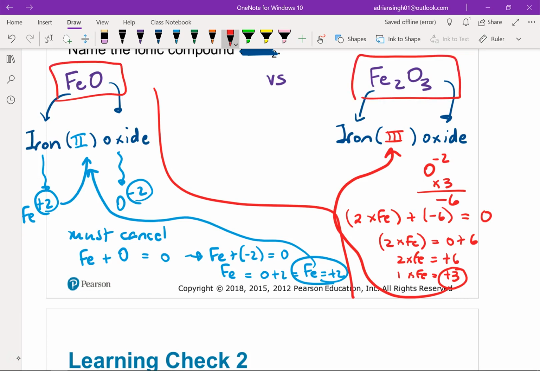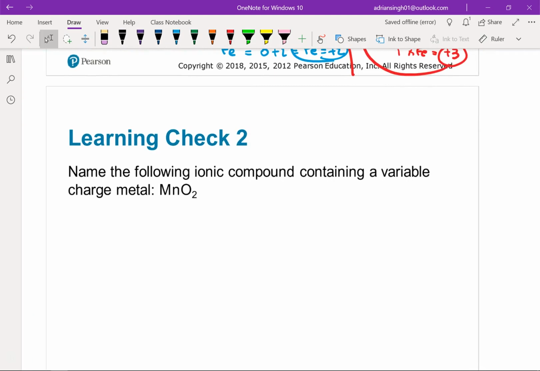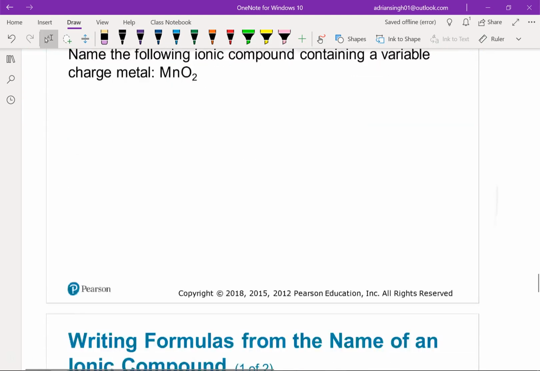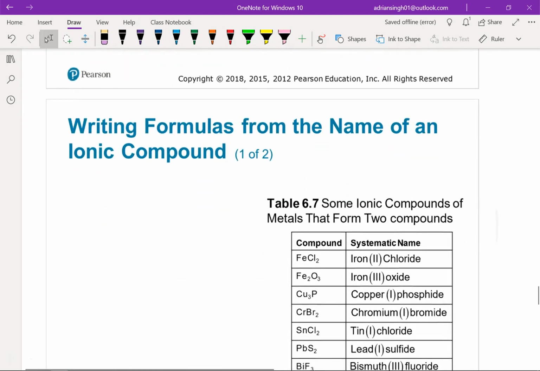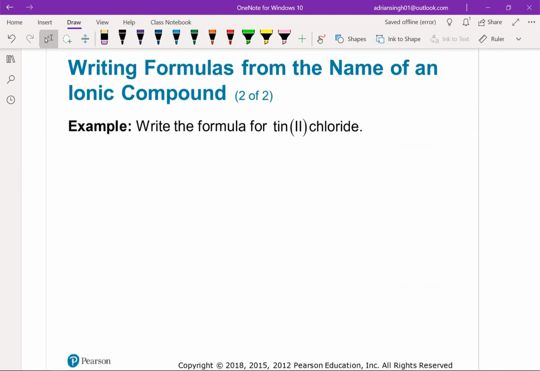All right, so this is one case where you're going to run into another layer in your nomenclature when it comes to your ionic compounds. You have to pay attention to whether or not you have one of these metals that can form variable charges. All right, so let's take a look at how we can go in the other direction. Let's say we're given the name and we have to come up with the formula.